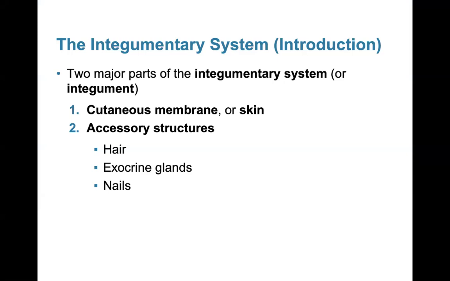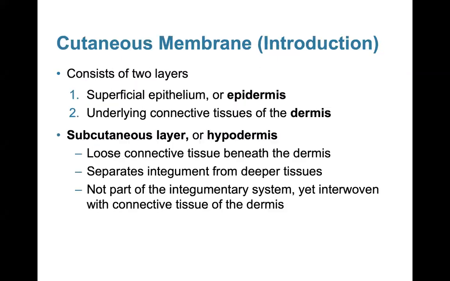So the integumentary system includes two major parts. The integument, which is your skin, also referred to as the cutaneous membrane, but it's also going to include various accessory structures, and that would include hair, various exocrine glands, which are glands that secrete local secretions. Remember that glands are a form of epithelial tissue. And then nails.